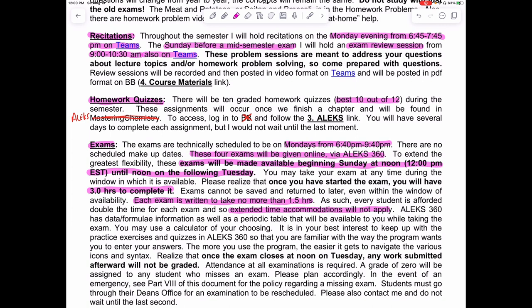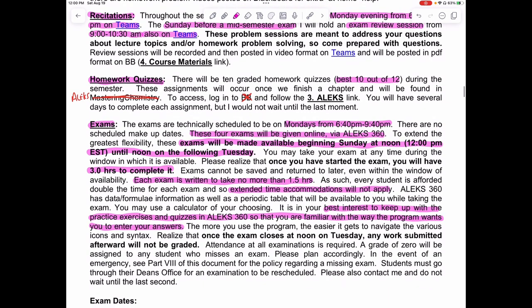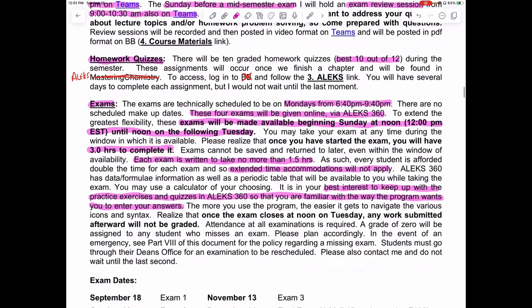Alex 360 has basically a formula, useful information sheet. It has a periodic table. You can use any calculator that you want. It's fine. But one thing I would stress is that it's in your best interest to keep up with Alex and how it works. Since your exams and quizzes are going to be on there, you want to make sure that you have the syntax correct, how you're entering the answers correct, so that you're not losing points on those subtle things. The more you use it, the better you'll get at it.